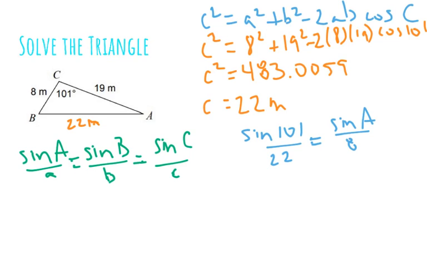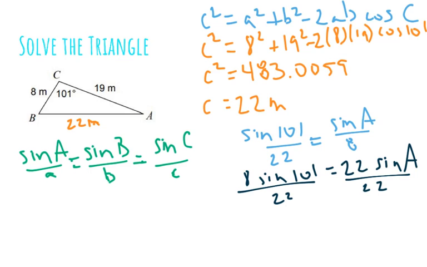So when I cross multiply, I get 8 times the sine of 101 equals 22 times the sine of A, right? Make sure we're not multiplying that 8 times that 101. That sine of 101 is technically one number, just like this sine of A is technically one number, right? I want to start working on getting my A by itself, so I'm going to divide both sides by 22, right?